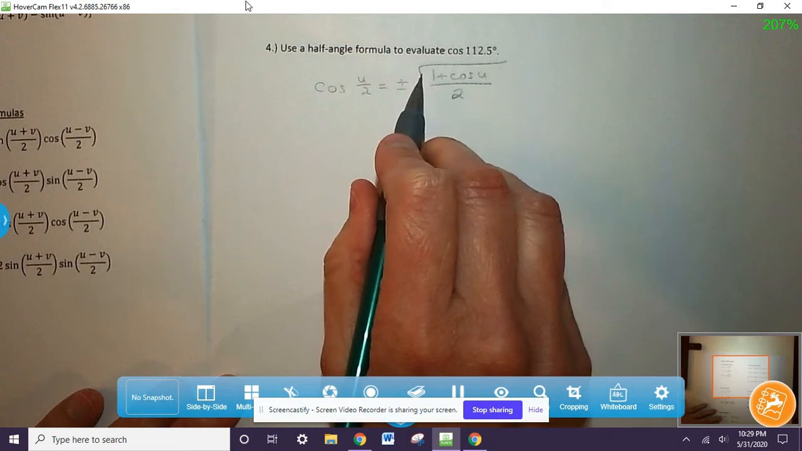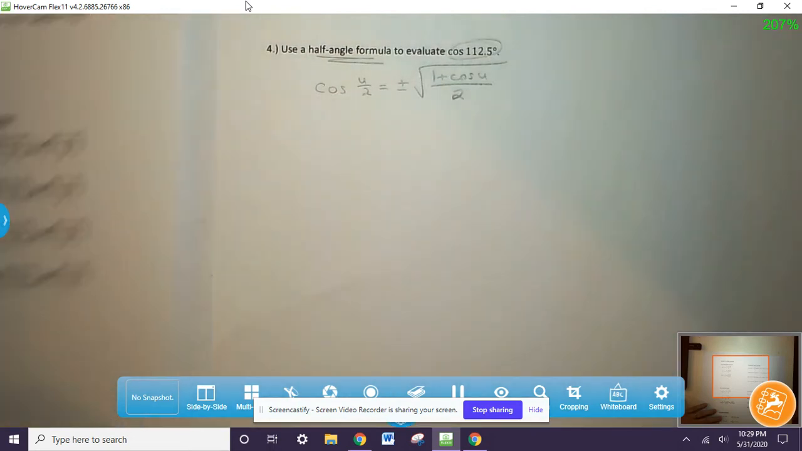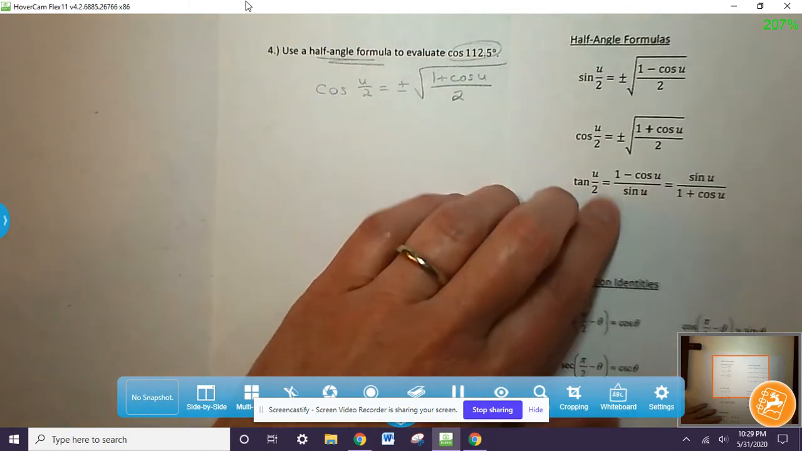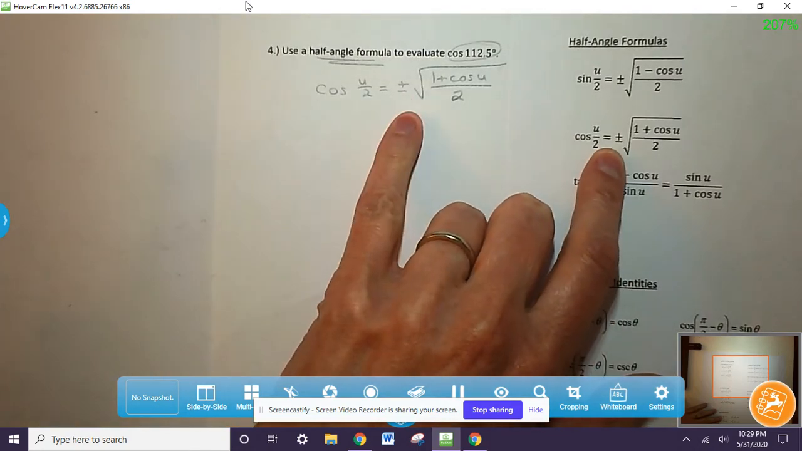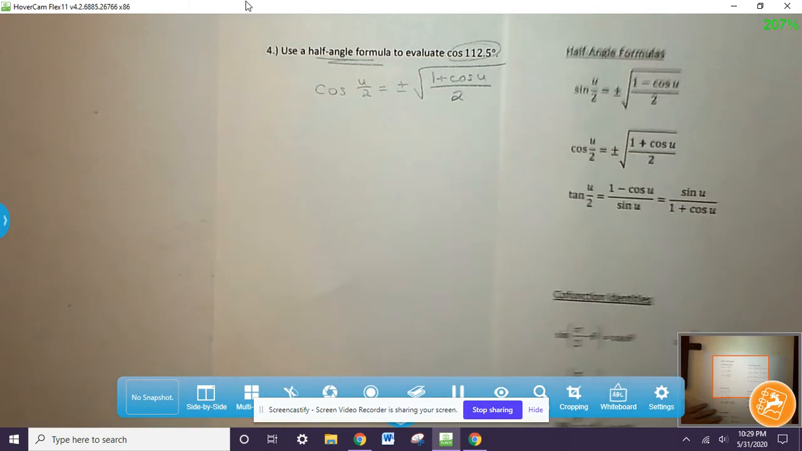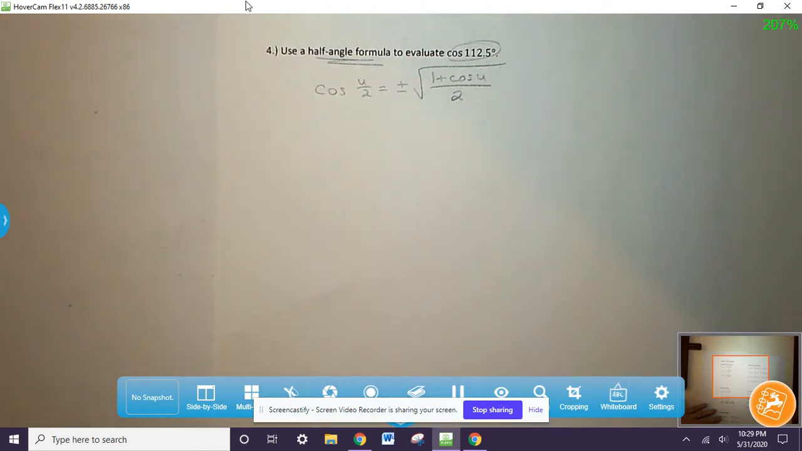So we're going to use a half angle formula to evaluate cosine of that. So what I just did is I peeked over at my cosine half angle formula and I just copied it down. Now that plus or minus is super weird, and we're going to have to talk about how to handle that. Okay, so here's how we use the half angle formula.